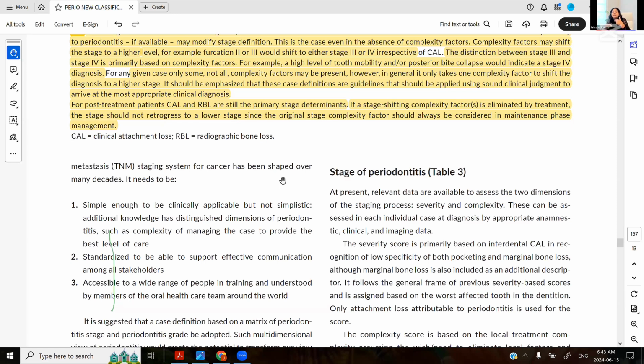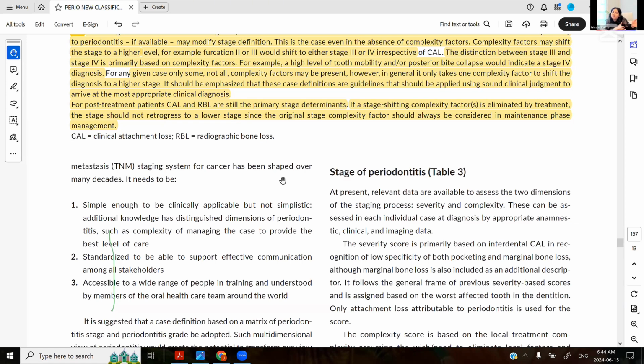Because even if they move and switch between dentists, right? Or if they're coming back to you, these complexity factors should always be considered even in their maintenance phase management. Does that make sense? So you don't forget about those teeth, what they were, how they were, right? So the stage will not go down from stage 3 or 4 post-treatment.